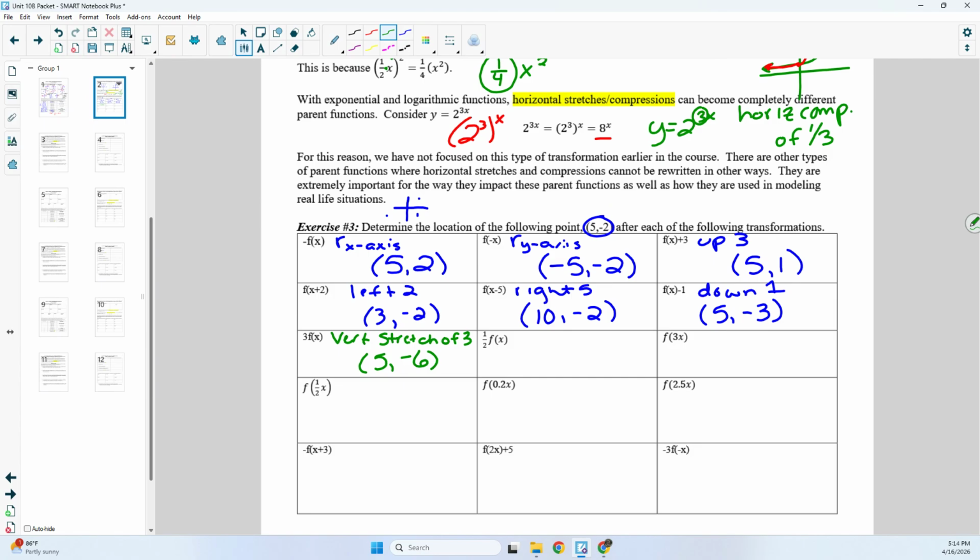This is a vertical compression of 1/2. Remember, vertical works just as I see it. So I'm going to multiply my y value by 1/2, and I'm going to get a -1. So push towards the x-axis.